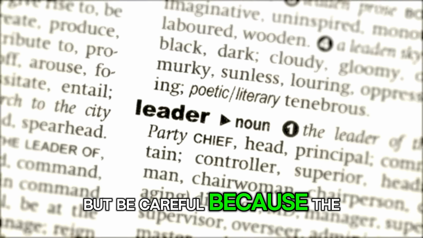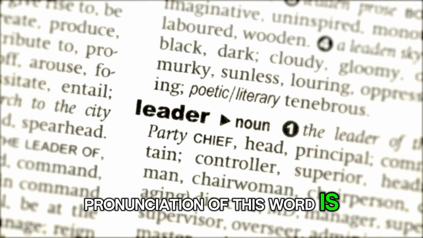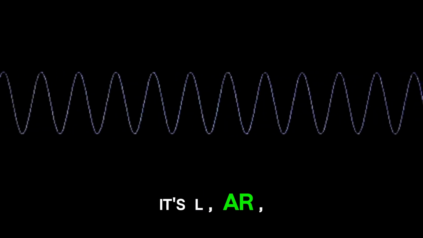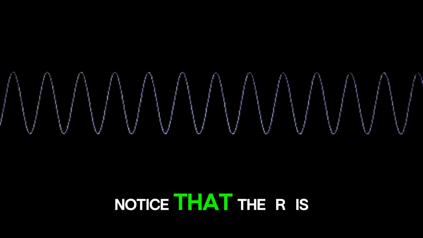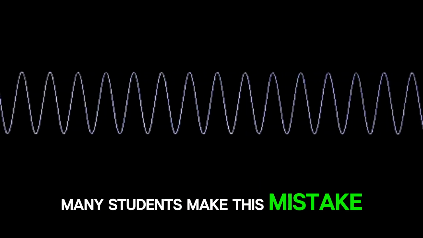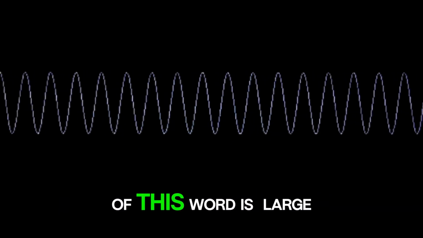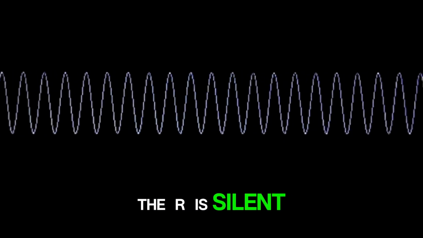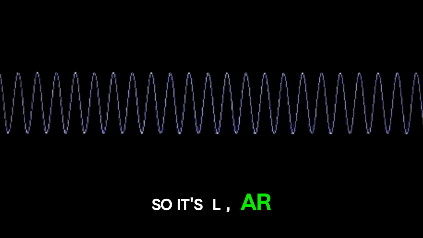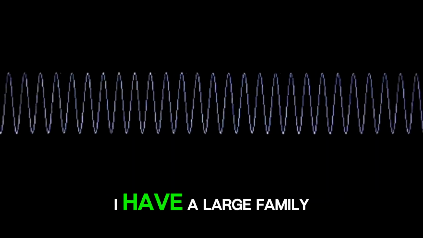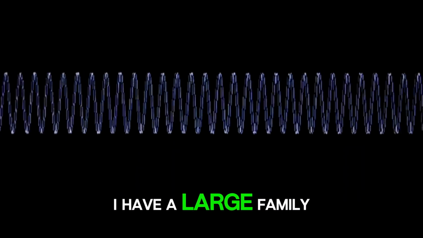But be careful because the pronunciation of this word is a little bit tricky. It's not large, it's L, R, G. Notice that the R is silent. Many students make this mistake. They think that the pronunciation of this word is large. No. The R is silent, so it's L, R, G. Okay, now put everything together. I have a large family. I have a large family.